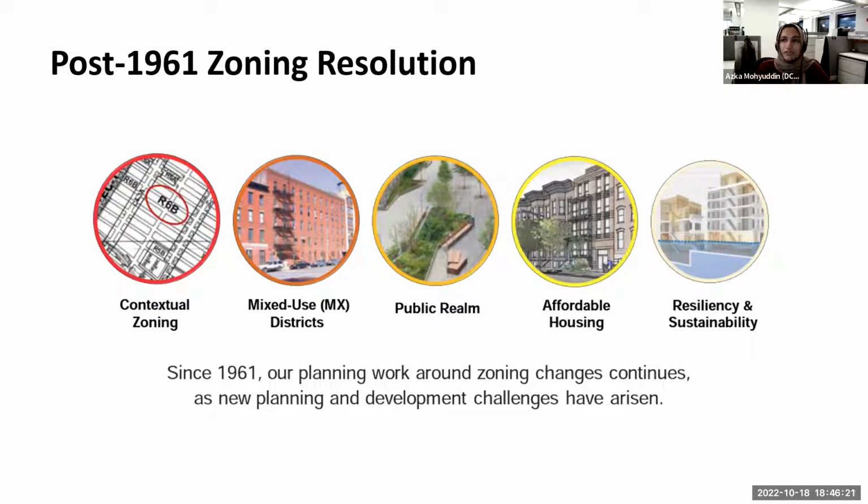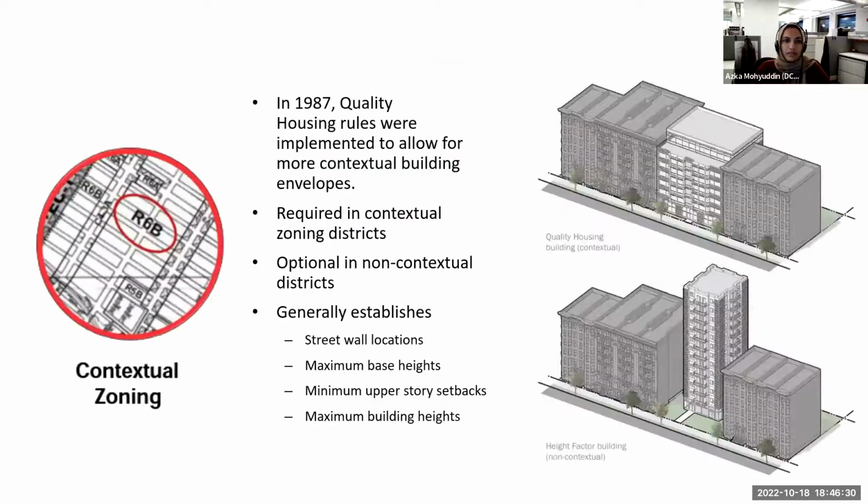So these are some of the themes that have come out of the work that DCP has been doing over the past few years. One of the big things was the contextual zoning that was introduced in 1987. This created quality housing regulations that introduced contextual zoning to promote neighborhood character and provide appropriate density.